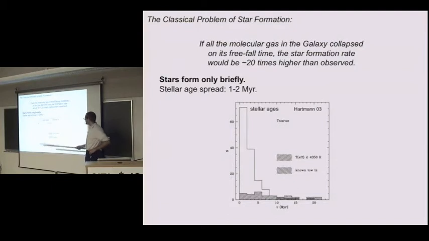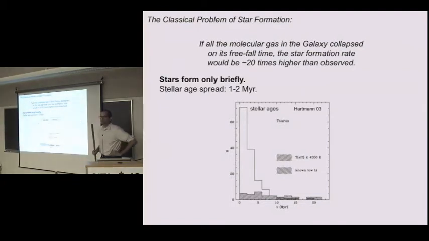Now, of course, what you can do is bin this logarithmically, as people did. Then you get a distribution which is flat, and drops off to 10 megayears, and you get an age spread of 10 megayears. But that's physically not the right thing to do. The physically right thing is to use a linear scale, because that's the time scale. And then you see, it's between 1 and 2 megayears.